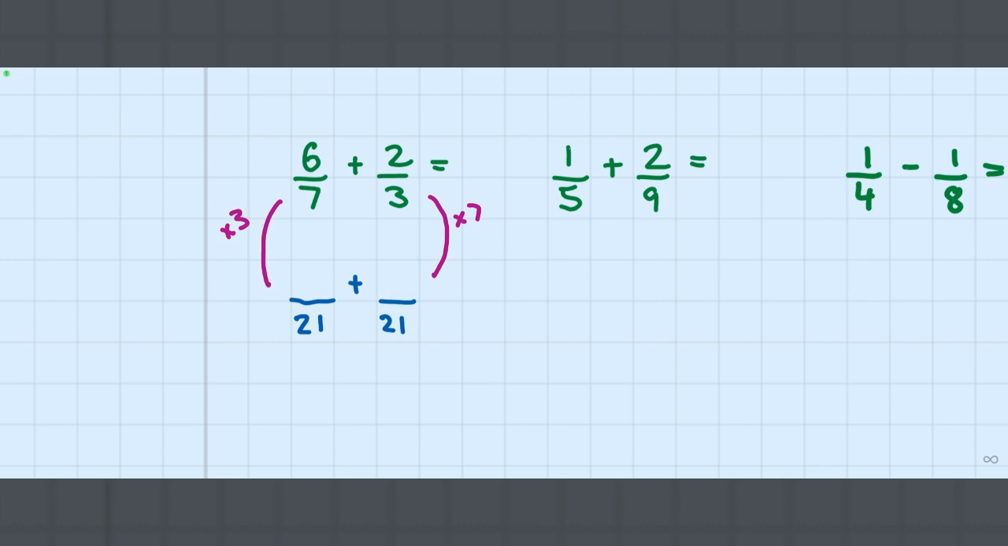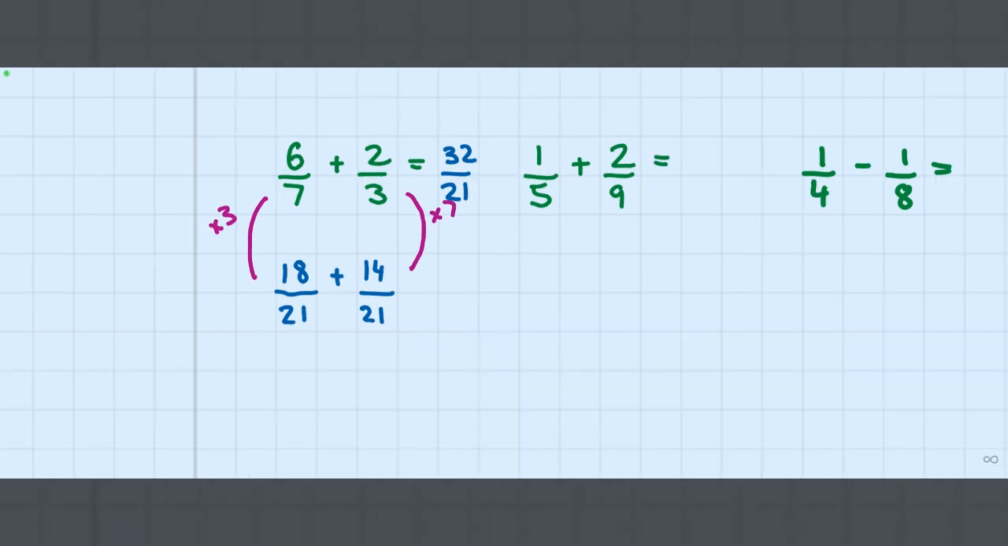6 3s are 18 and 7 2s are 14. Add them both up and I get 18 plus 14. I get 32 over 21. Now that does give me an improper fraction, but that is absolutely fine. The numerator can be bigger than the denominator and it'd be an accurate answer. It just means it's more than 1. And you could even convert that to a mixed number, but we'll do that another time.